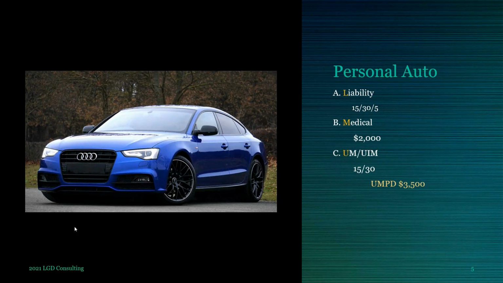Now, even though coverage A is liability, which is bodily injury and property damage, for the test, coverage A, B, and C are kind of all liability because it can pay other parties, other people. Liability is the biggest part of a personal auto policy. It protects you hitting someone and injuring them. Now, I'm using 15, 30, and 5. Those are the minimum liability limits you're required to carry to register a vehicle in California.